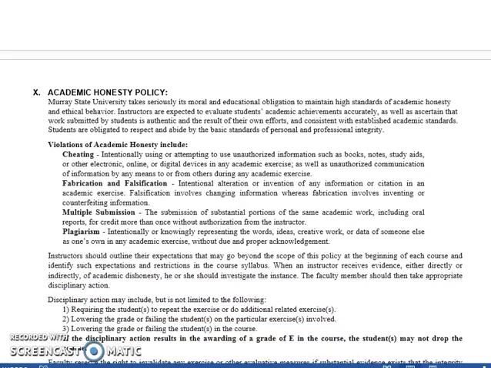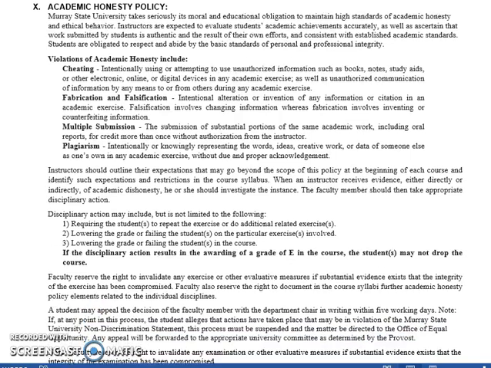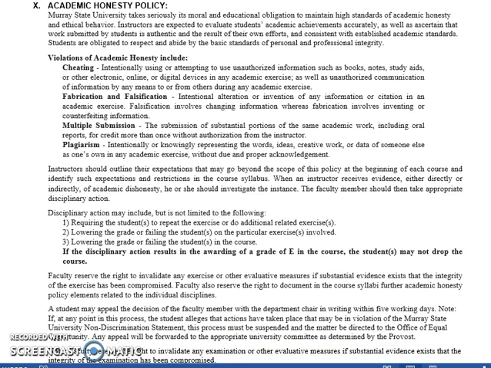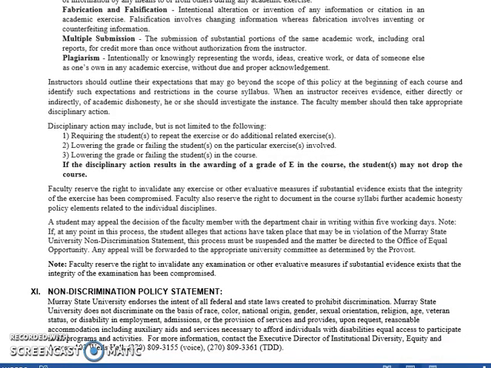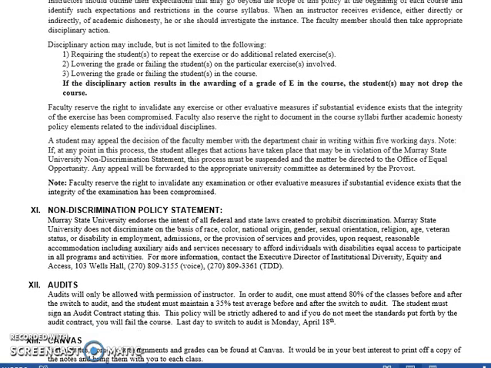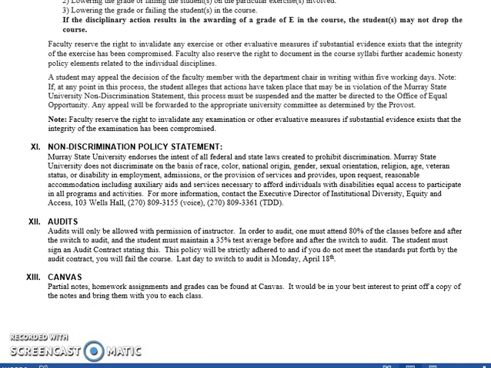Academic honesty policy, do not cheat. Don't be copying your fellow students' homework. Don't be copying on an exam. Those things can earn you a 0 for the assignment, and they could result in further action.